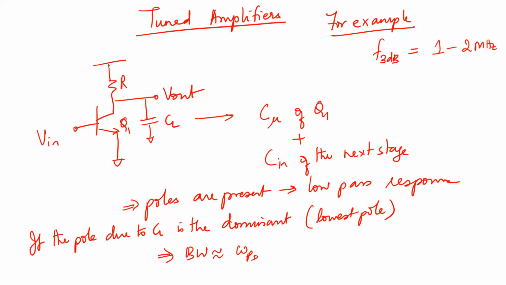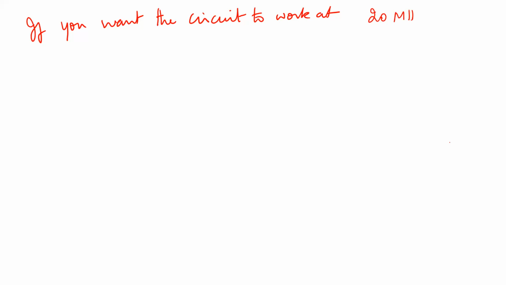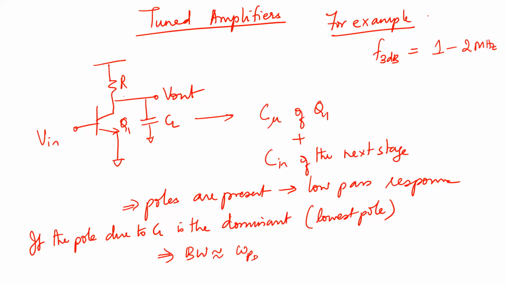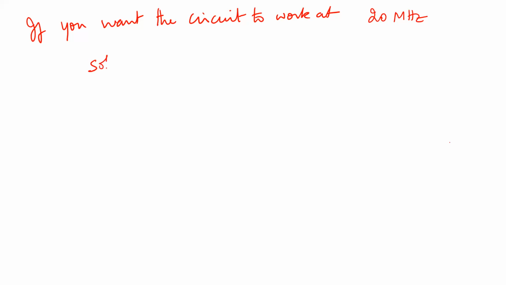Now, for example, suppose you want the circuit to work at, let's say, 20 megahertz, just for example. 20 megahertz. Now, what can you do? You can't do much. The only solution, and it's not a good solution, let's say a bad solution, is to reduce R.